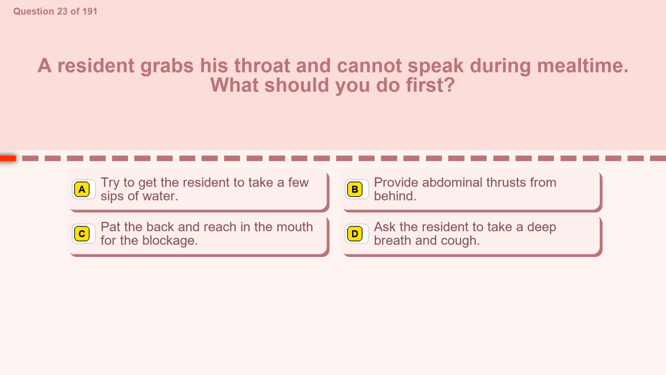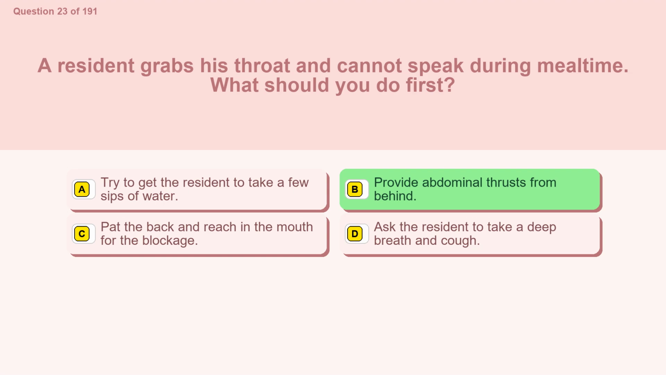Question 23. A resident grabs his throat and cannot speak during mealtime. What should you do first? Option A. Try to get the resident to take a few sips of water. Option B. Provide abdominal thrusts from behind. Option C. Pat the back and reach in the mouth for the blockage. Option D. Ask the resident to take a deep breath and cough.